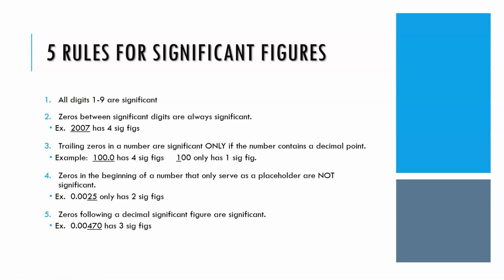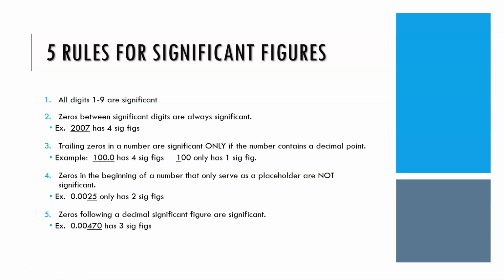Zeros in the beginning of the number that only serve as placeholders are not significant. So anytime you see zeros at the beginning of a number, they are not significant. So this number right here, 0.0025, has only 2 significant figures. And our last rule is where things get a little tricky. Zeros following a decimal significant figure are also significant. So in the beginning, if we have a decimal point or not, those zeros don't matter. At the end of a number, zeros only count if there is a decimal point in the front. And that is true for both rules 3 and 5.